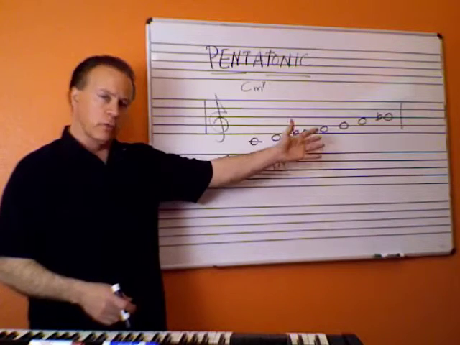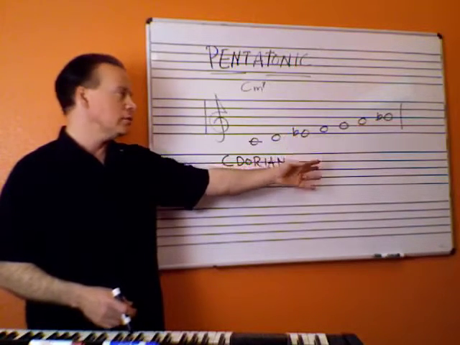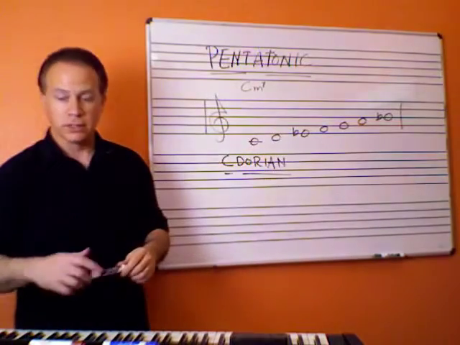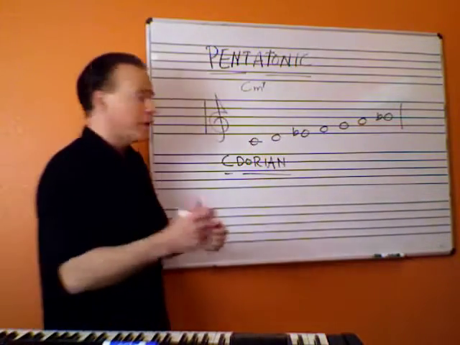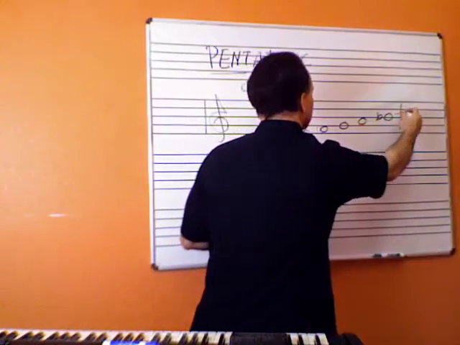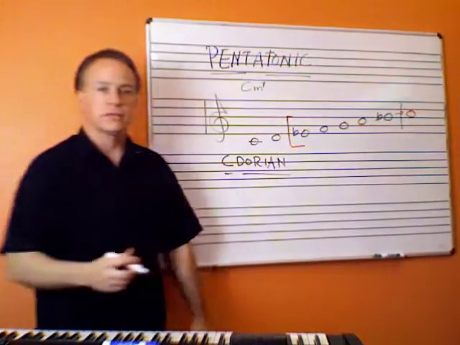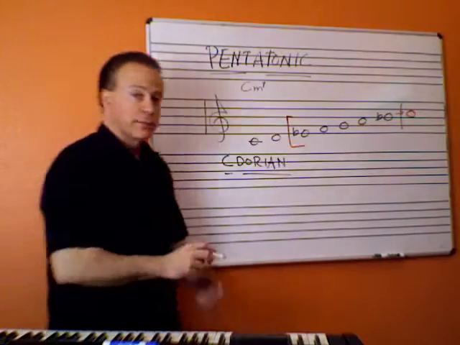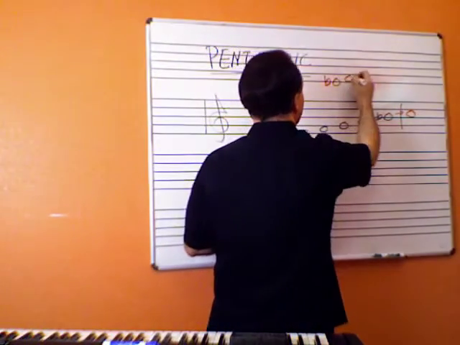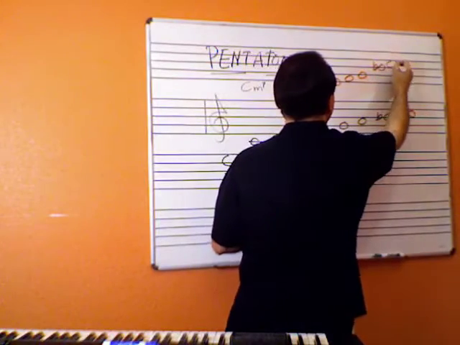First, the 1, 2, 3, 5, 6 of the E flat major scale would be E flat, F, G, B flat, and C. So that's a good one. The E flat major pentatonic scale is going to be hiding in there within the C Dorian mode. So that's one good possibility. E flat, F, G, B flat, and C.